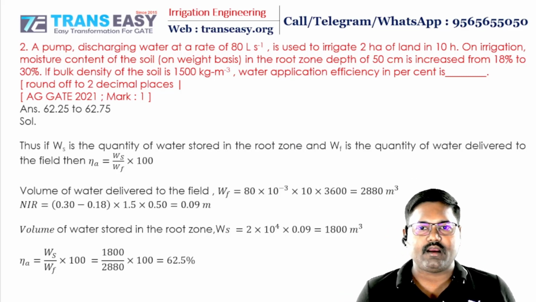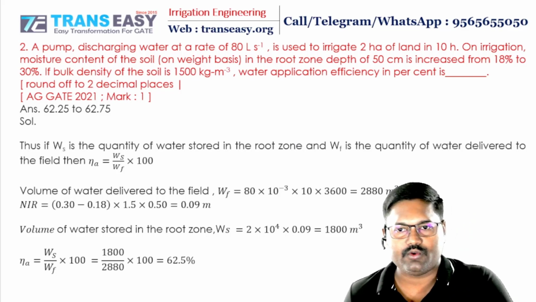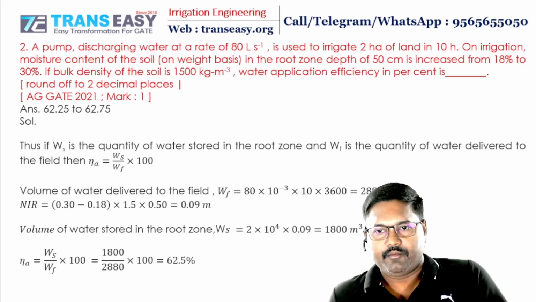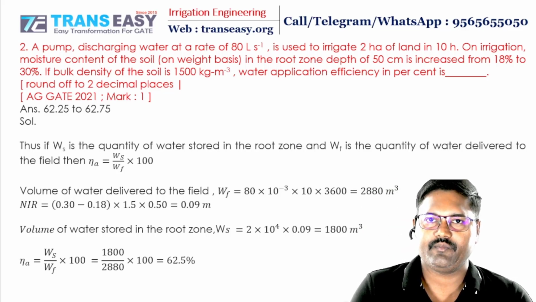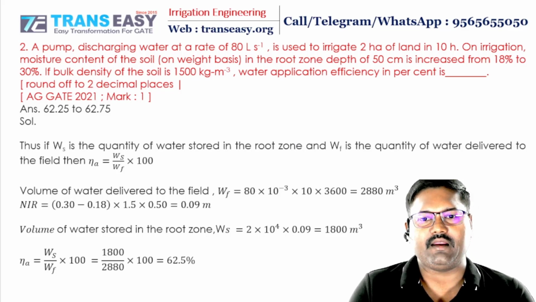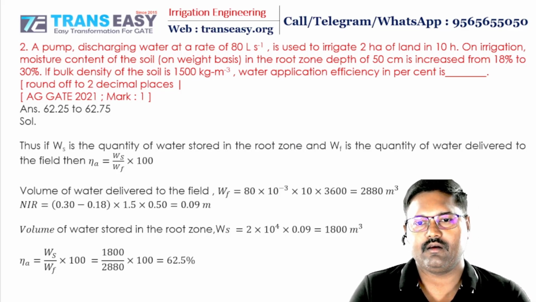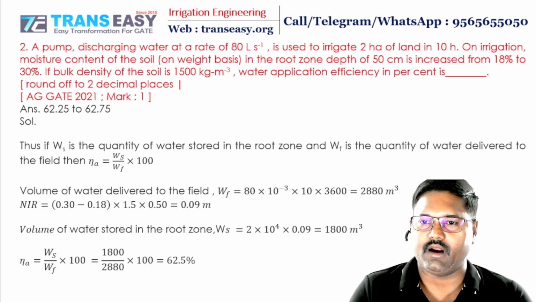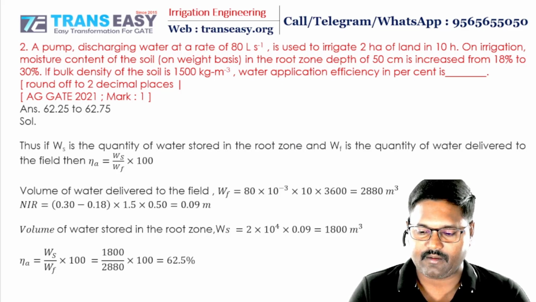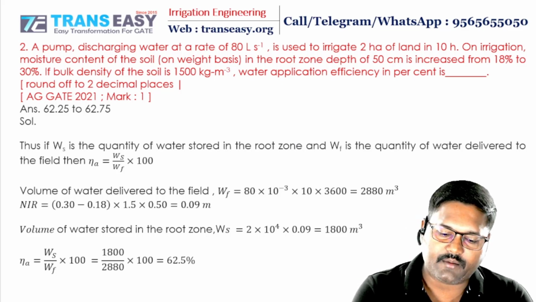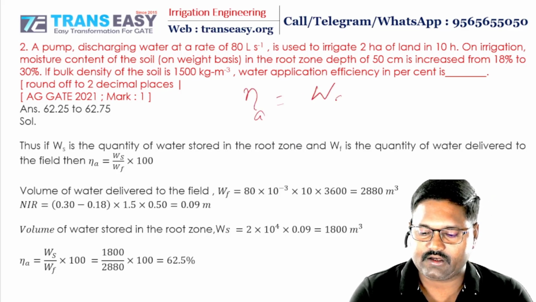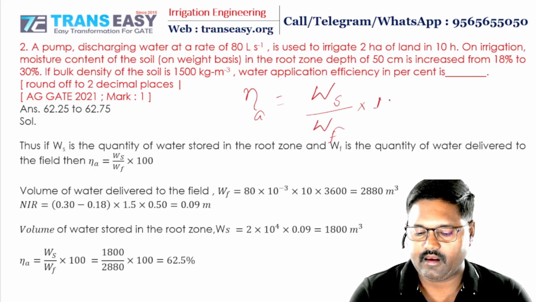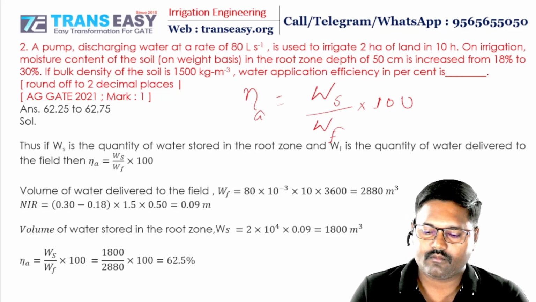On irrigation, moisture content of the soil on weight basis in the root zone depth of 50 centimeter is increased from 18% to 30%. If bulk density of the soil is 1500 kg per meter cube, water application efficiency in percentage. So जो कुछ भी पूछा जाए आपसे, what is required, just we write water stored in the field upon water delivered to the field into 100, right?